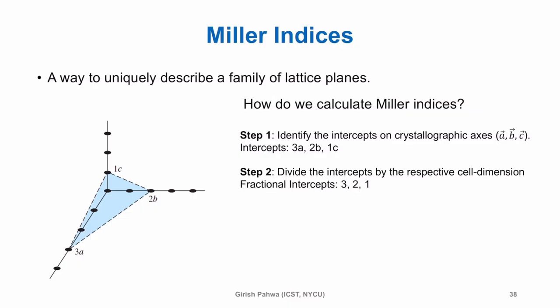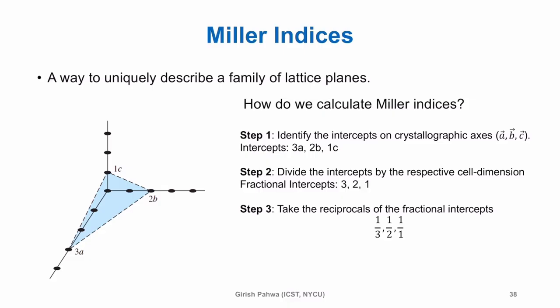Divide by respective cell dimension. The third step is that you take the reciprocal of these three. So it will become 1 by 3, 1 by 2, 1 by 1. Okay? And then you multiply each one of them with their denominators' LCM, least common multiplier. Or you can say least common denominator.